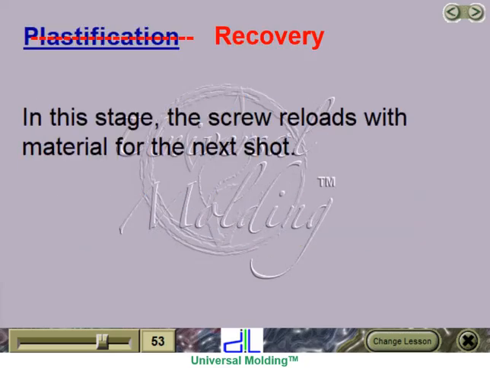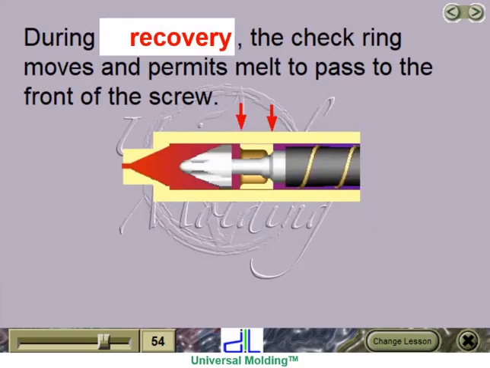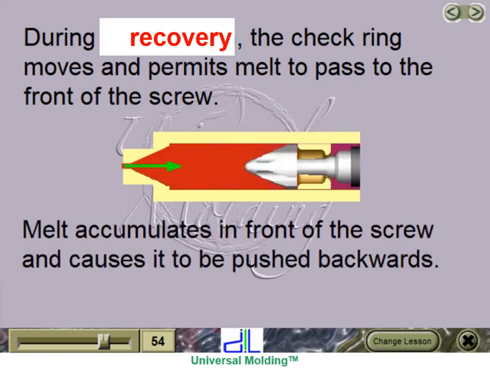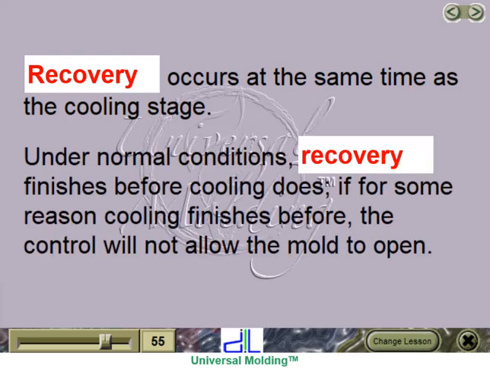Plastification. In this stage, the screw reloads with material for the next shot. The most important objective is to consistently produce a homogeneous melt. During plastification, the check ring moves and permits melt to pass to the front of the screw. Melt accumulates in front of the screw and causes it to be pushed backwards. Plastification occurs at the same time as the cooling stage. Under normal conditions, plastification finishes before cooling does. If for some reason cooling finishes before, the control will not allow the mold to open.